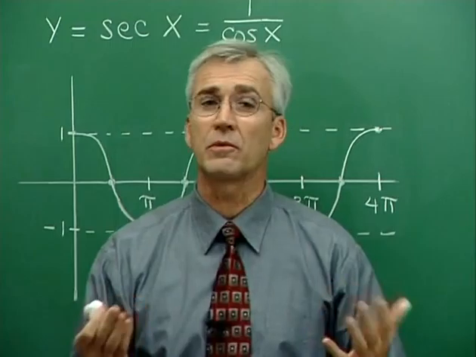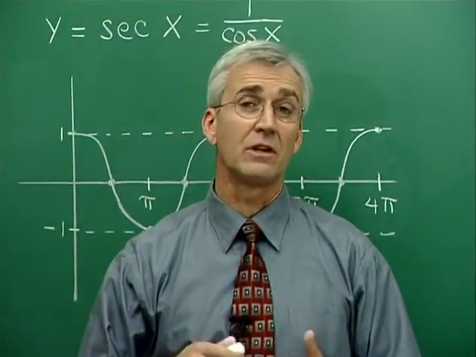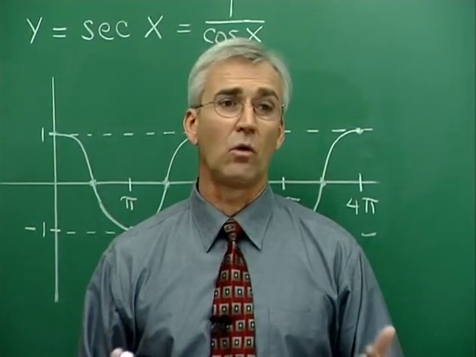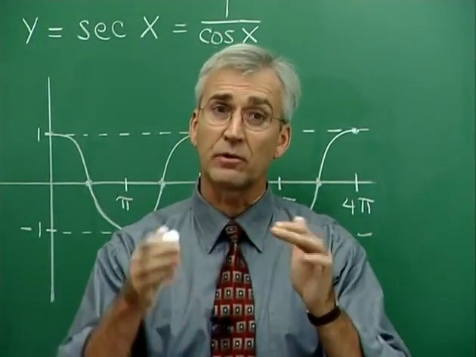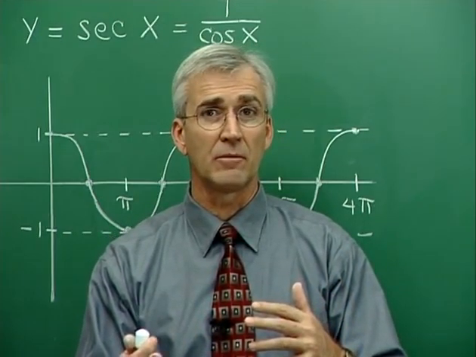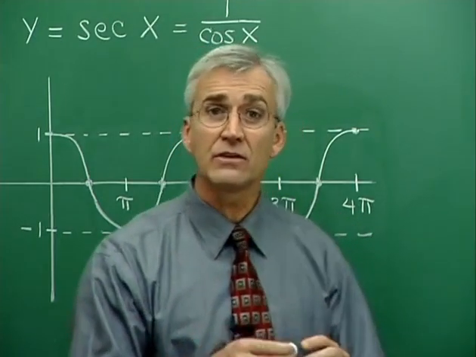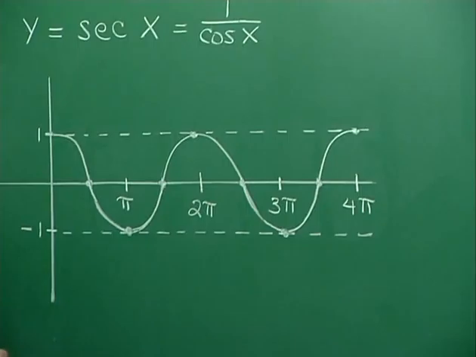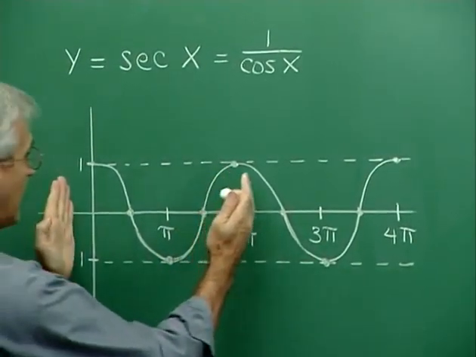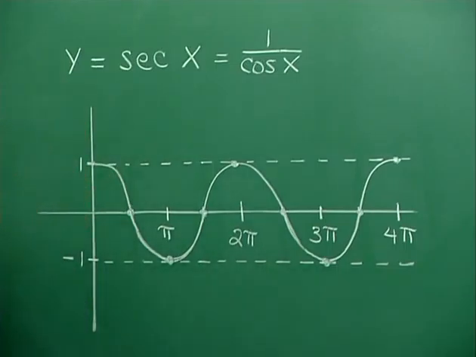Another is that the reciprocal of small numbers would be big numbers, and the reciprocal of big numbers would be small numbers. I mean, if we take a small number like, let's say 1/10, its reciprocal is 10 over 1. So the reciprocal of that tiny number is a pretty big number. Now, with that in mind, here's how we analyze the graph of secant x. We start with the graph of cosine x. Now, here's cosine x over 2 periods.